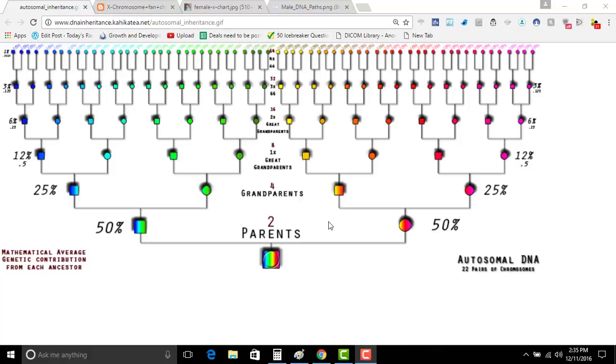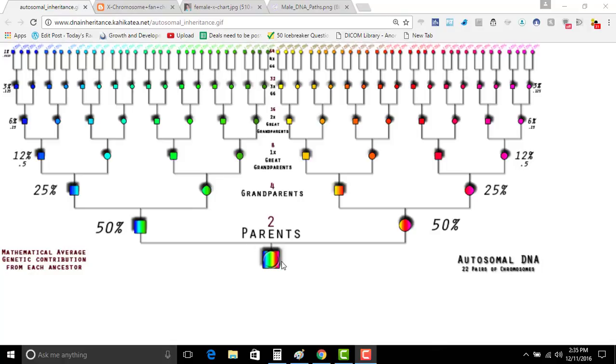Okay, so basically all I really did is I went to Google, I typed in what I was looking for. This is a pretty self-explanatory chart. Okay, so how do you inherit your DNA?